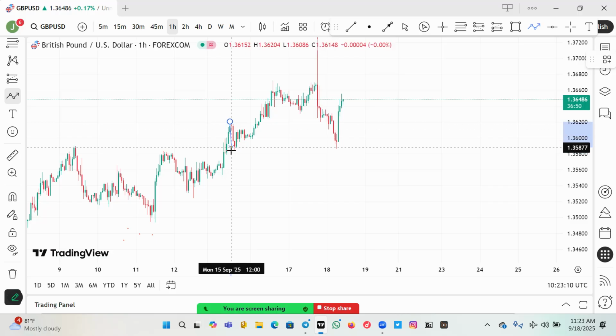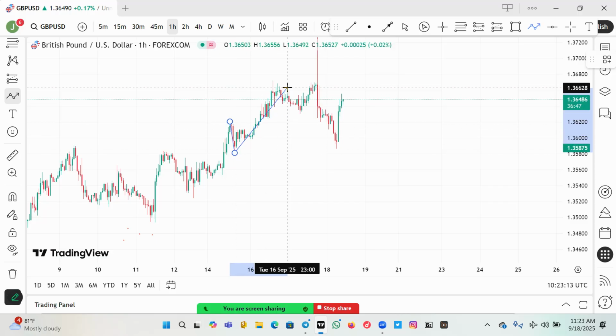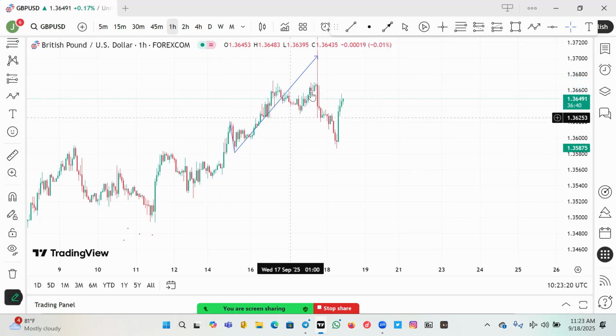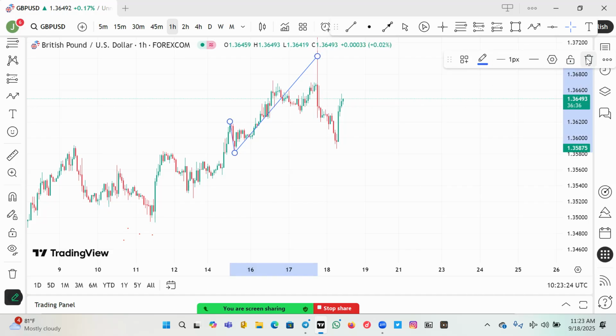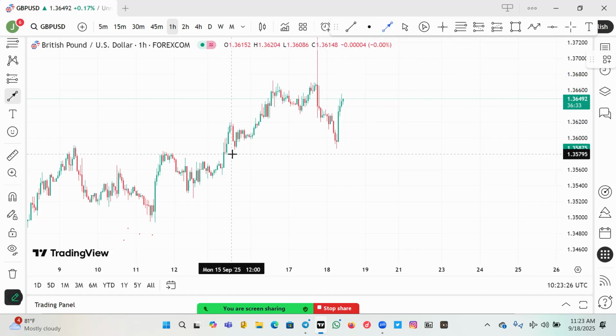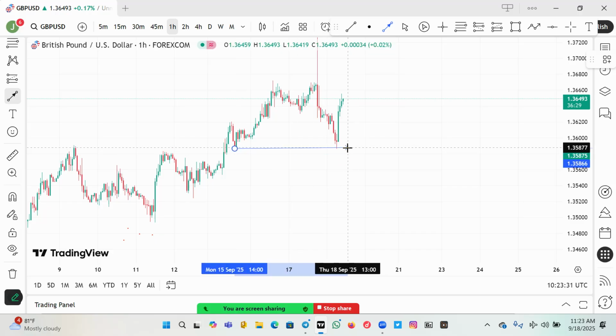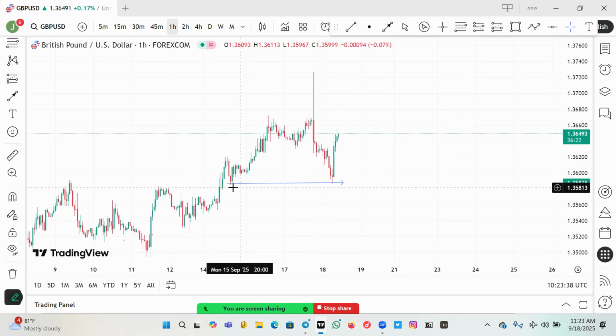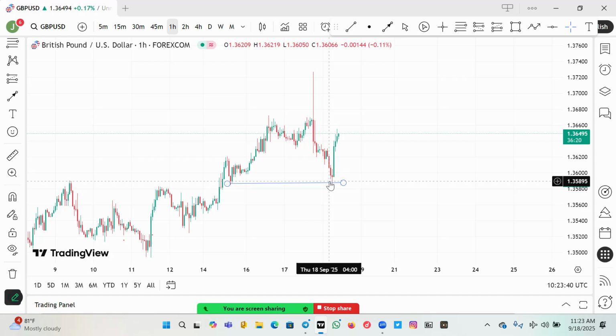We have this here. This is our first valid break of structure. All right. Now, we are taking the low of it here. This is our inducement. This is our first valid break of structure. Now, the market got to the first valid break of structure, which is your inducement.